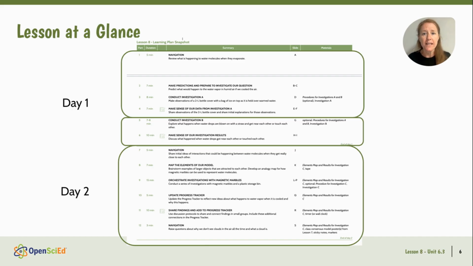Here's the overview of this lesson. There's 3 big chunks. So students will wonder, investigate, and make sense of what's happening with water molecules through those 3 investigations across both days. Let's take a look at day 1.